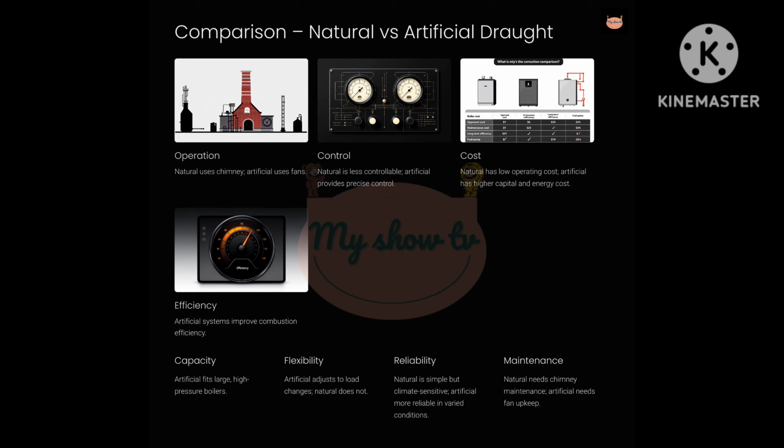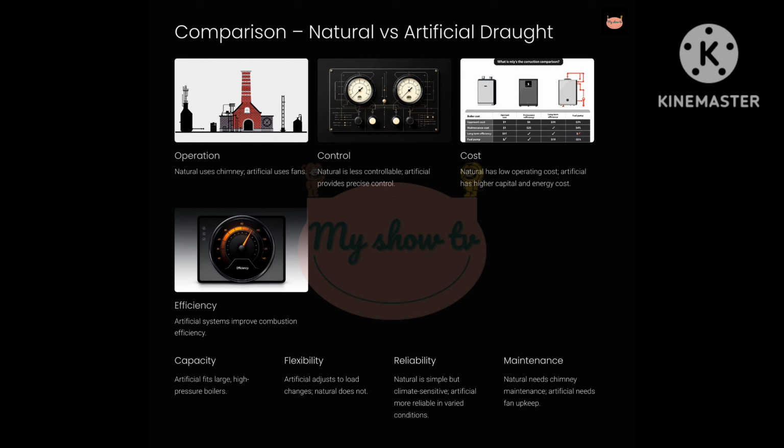Slide 5. Comparison: natural vs artificial draft. Here's a side-by-side comparison to help you understand the difference better. 1. Generation method. Natural draft depends on the temperature difference between flue gases and the atmosphere. Artificial draft uses fans. 2. Control. Natural draft can't be adjusted easily. Artificial draft is fully controllable.